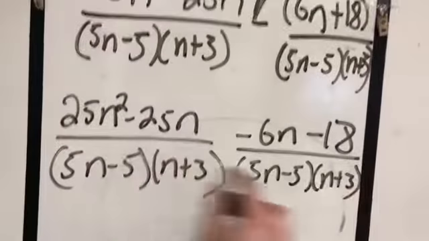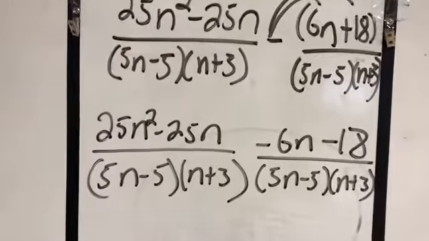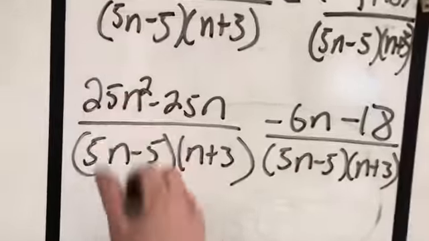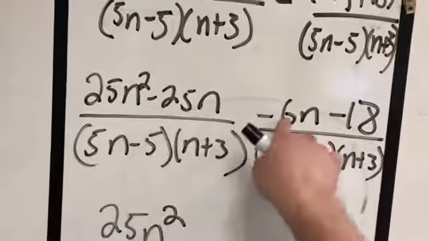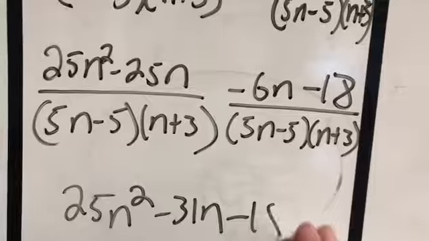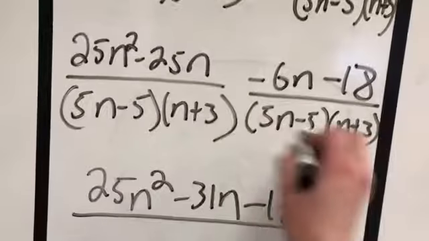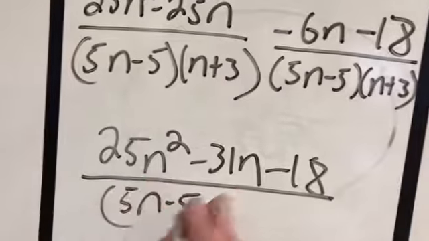Now they have common denominators. We just distributed our negative, so now we can combine our like terms. There's no other n squared out there. Negative 25 minus 6n will get us negative 31n. There's only one constant out there. And when we add or subtract fractions, we do not change the denominator.